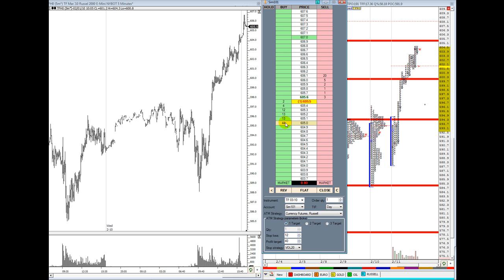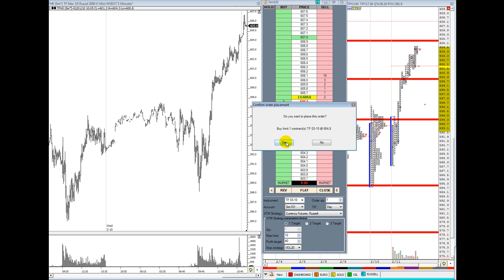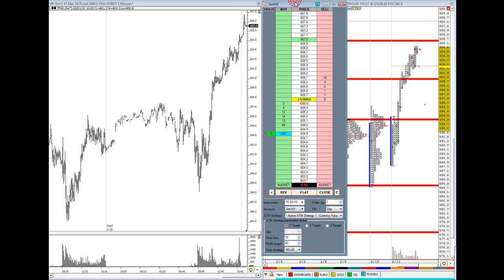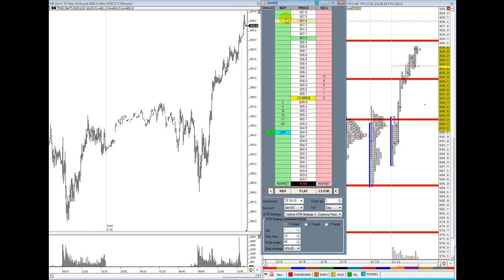Now I'm just going to give you a few types of trades. Any order placed in the buy area, the green area, is a long trade or a buy position. So for example, I'll enter a buy limit right here at 604.08, and you can see the one limit. I only trade one contract right now. I will move up to more contracts as experience grows.